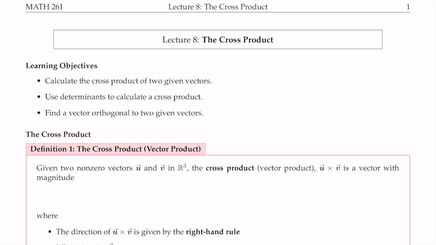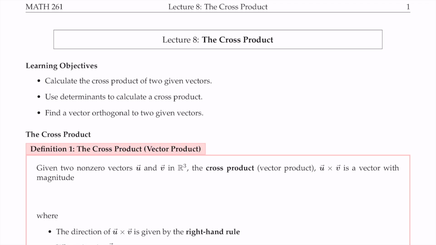It's called the cross product. The cross product will produce a vector, therefore there's another name for that. It's called the vector product. So hopefully after this lecture, we will be able to calculate the cross product of two given vectors. And there is a method that we're going to apply to do the calculations. It's called the determinant approach.